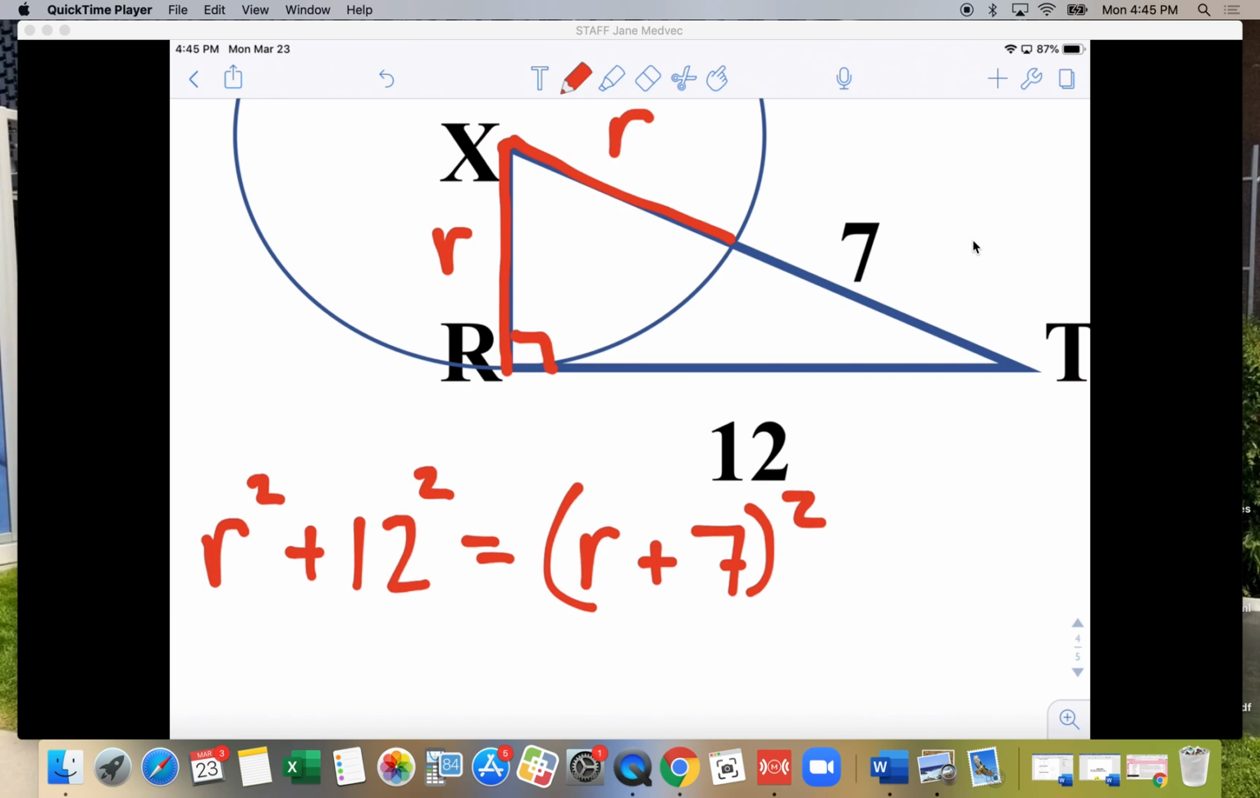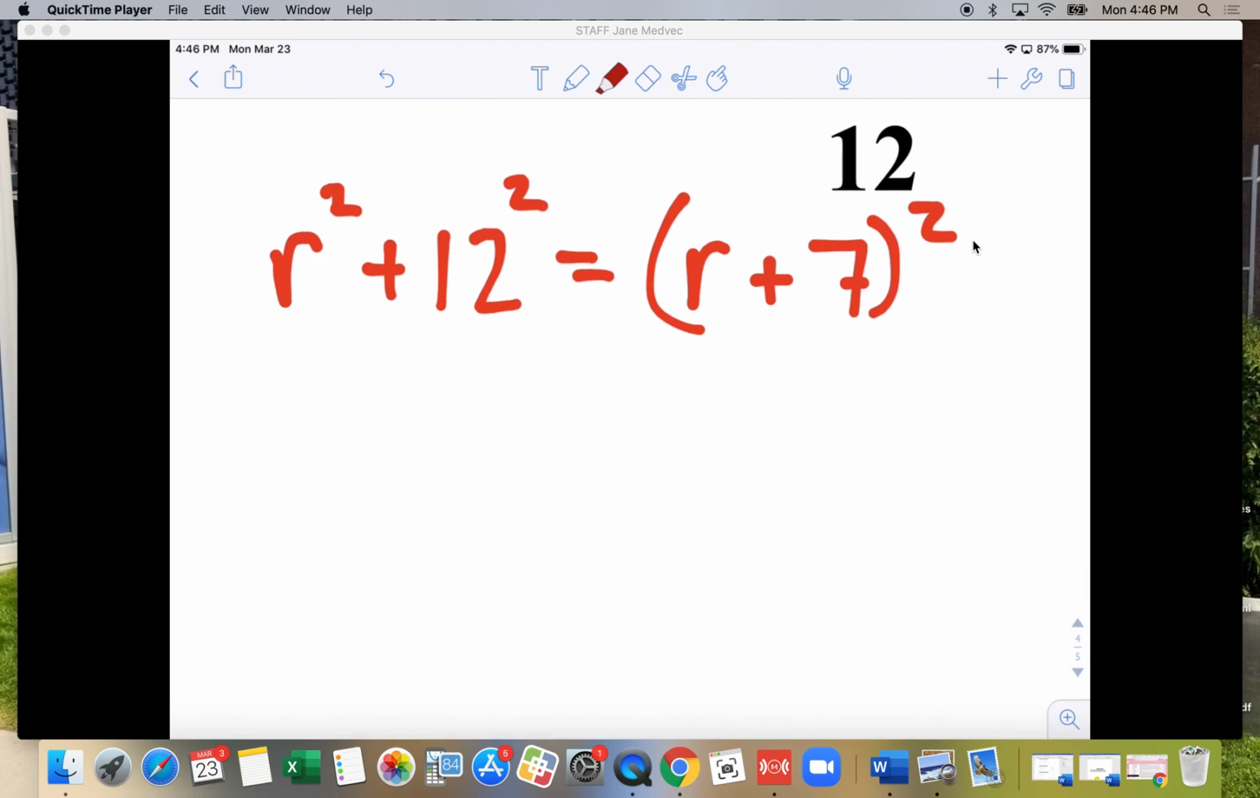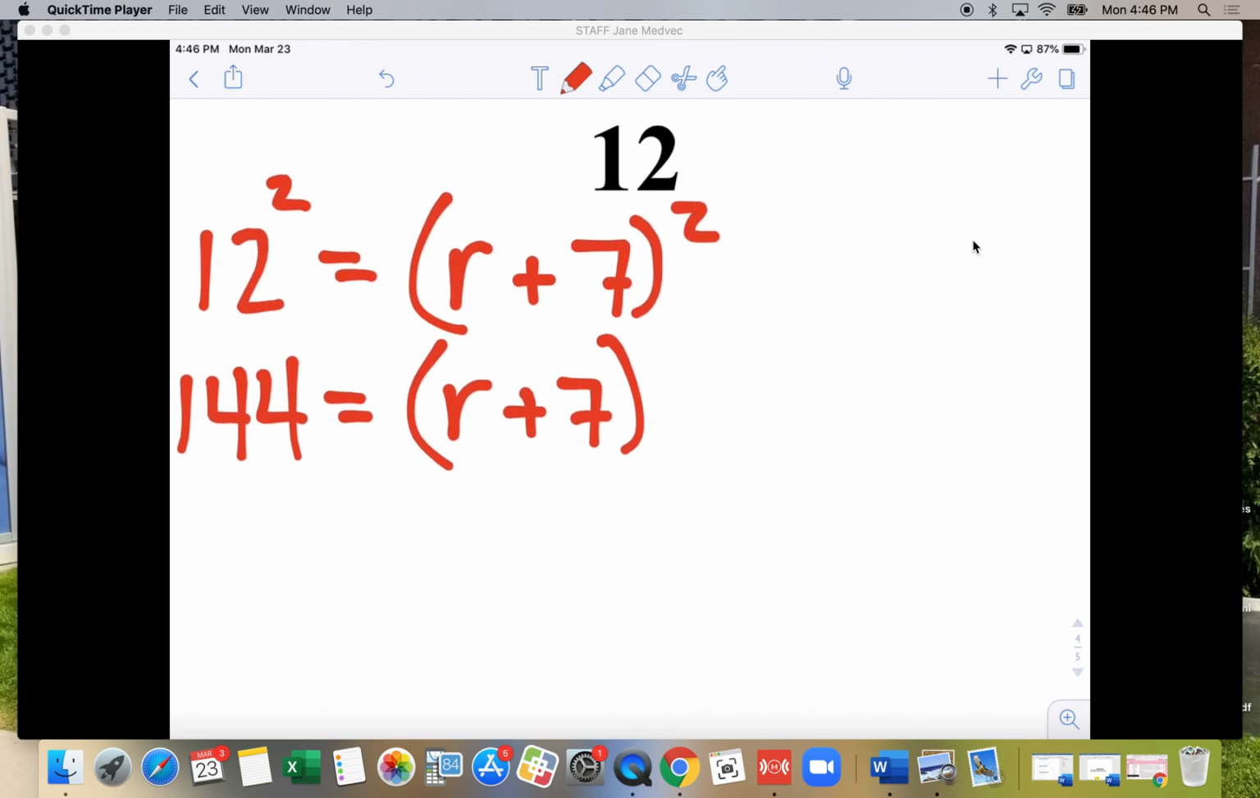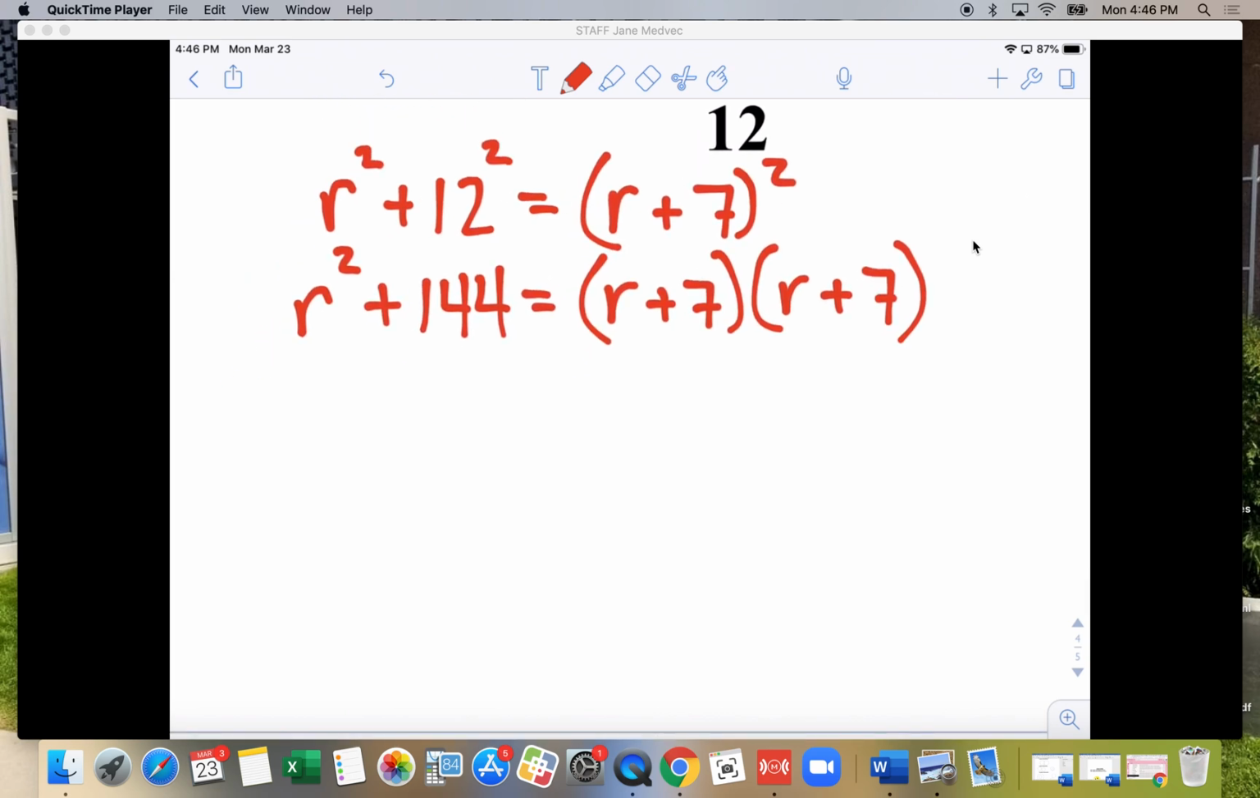Okay, and how I know that is, again, this is the hypotenuse of my triangle, so that has to be the R plus 7, and it does need to be in parentheses squared. Now we're going to come down here and try to solve for this. So I'm going to go R squared plus 144, because 12 squared is 144, equals R plus 7 times R plus 7. We're going to keep going.